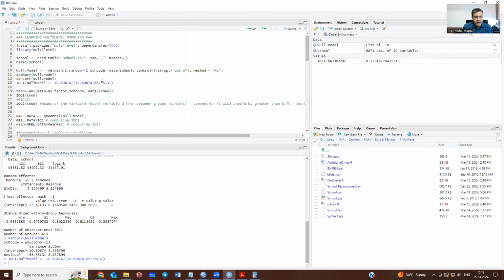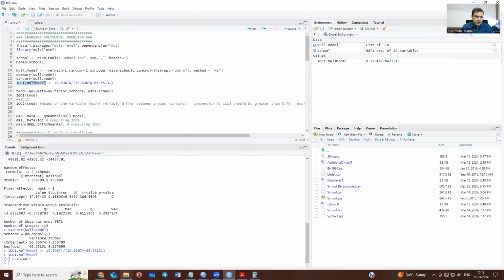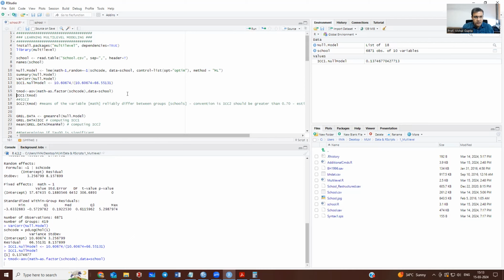Now when I run this, I will get my ICC1, which is 13.74. That is what we were also getting, about the same. Then I told you another way of calculating ICC1 and ICC2 is using the ANOVA function. You say ANOVA, the variable of our interest, and you just do one way ANOVA. And what is the factor?